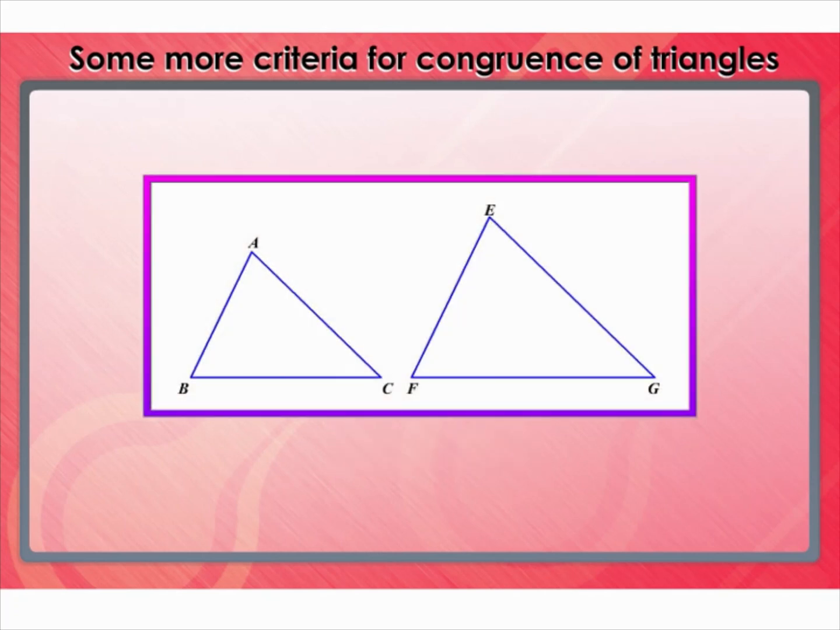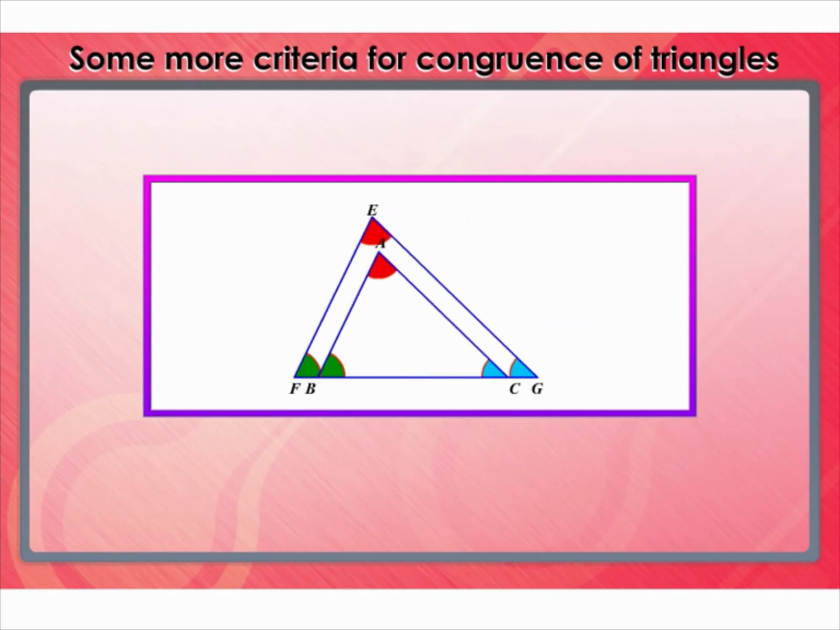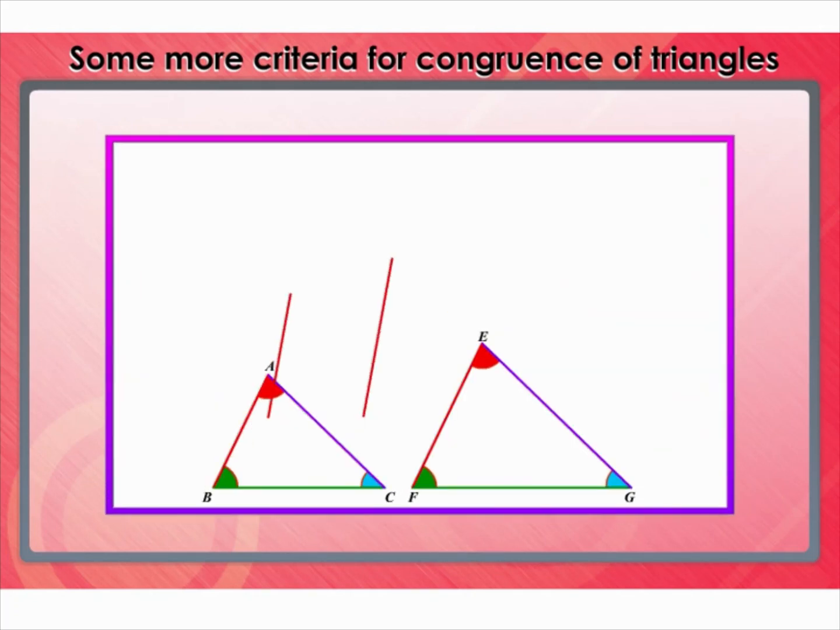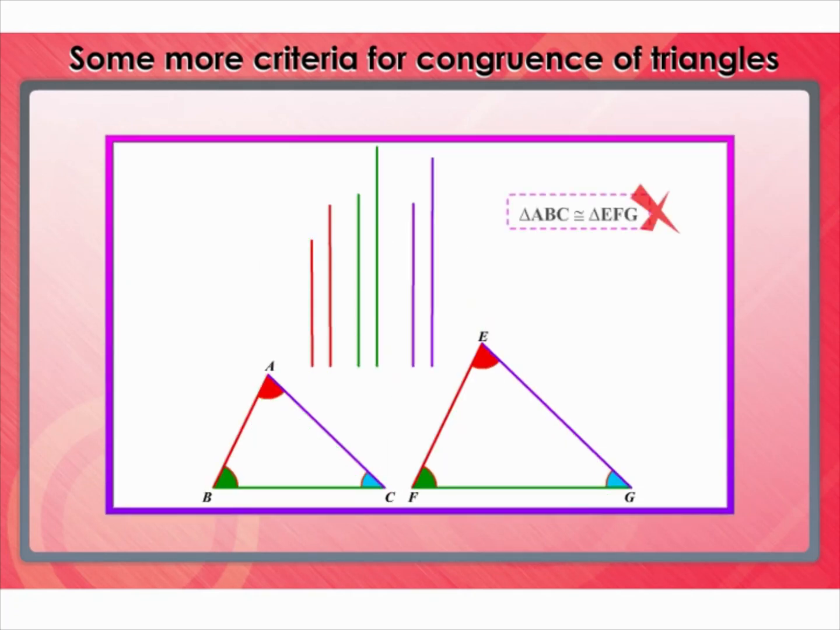Now let's take an example to examine AAA criteria. Let's look at the triangles. In these, the corresponding angles are equal. Here, the sides of one triangle are not equal to the sides of the other triangle. Therefore, these triangles are not congruent.